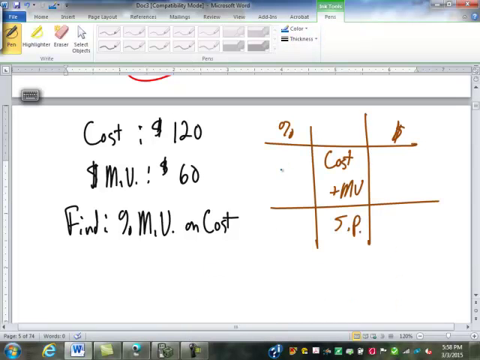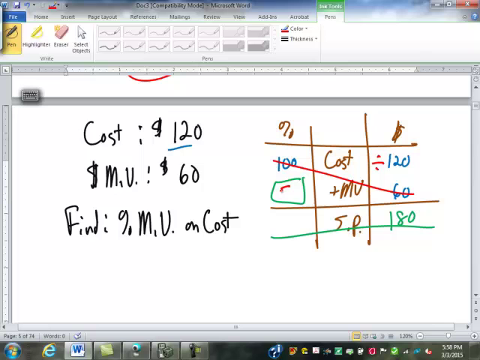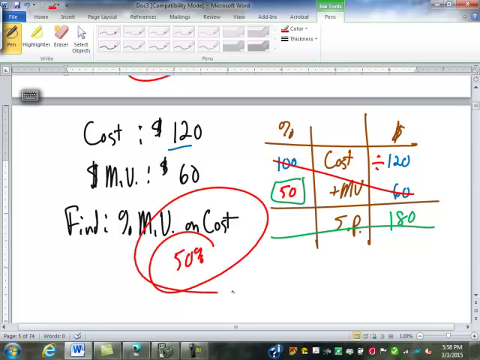So we'll start out, markup on cost, so I'll put the 100% there. What else do we know? Cost is $120. Dollar markup is 60, which means we get the selling price of 180 if you wanted to add them. We don't really need that though. We're looking for this, so we don't need the bottom row. 100 times 60 divided by 120 is 50, so that's 50% markup on cost.